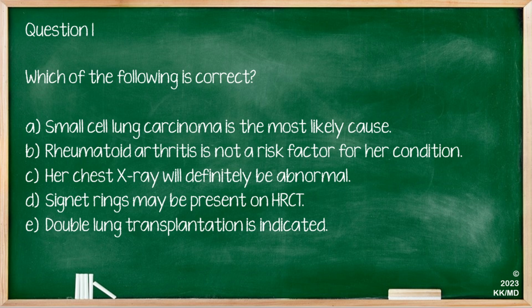Signet rings may be present on HRCT. That is the correct option. And that's in fact the classic radiological finding on HRCTs in the case of bronchiectasis. And then finally, double lung transplantation is indicated, which is incorrect in here because the first thing that's going to be indicated is excluding an infection. And then second thing is going to be all the management options that we discussed earlier. And double lung transplantation is certainly not something that you would be considering as a first line therapy.